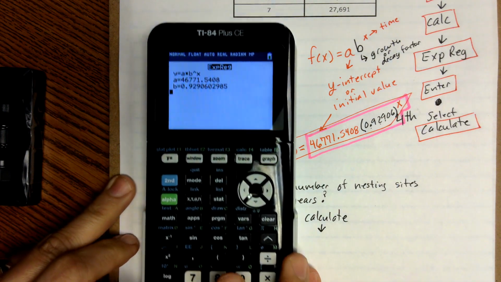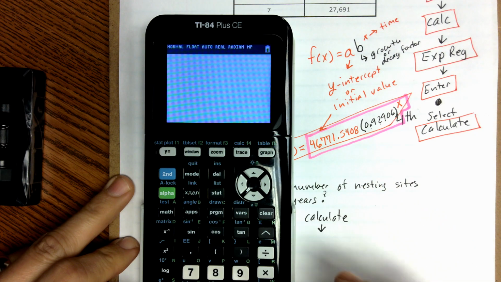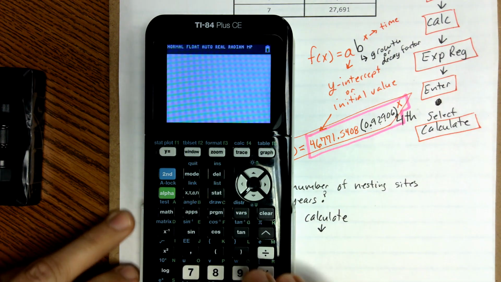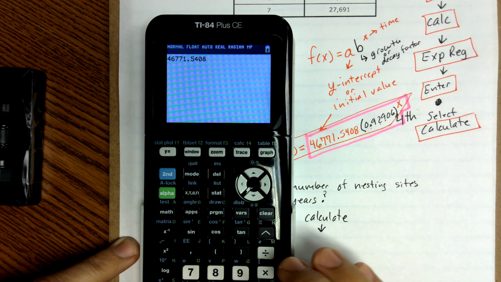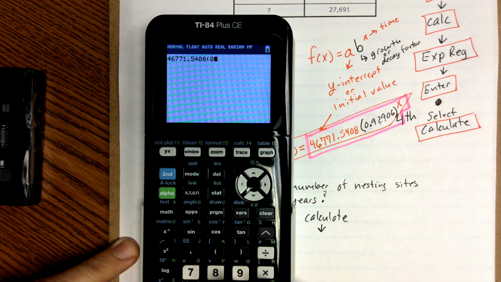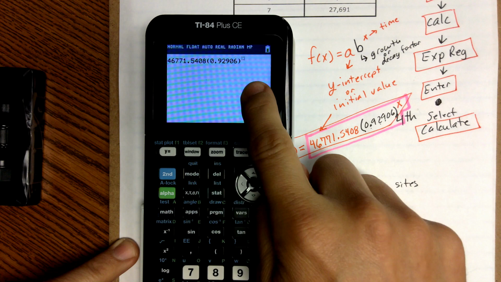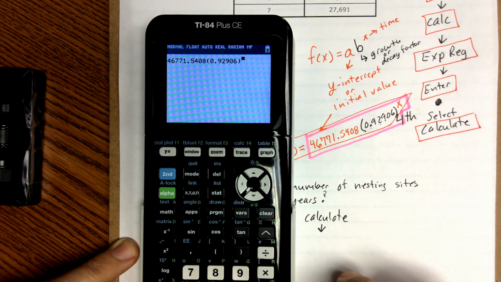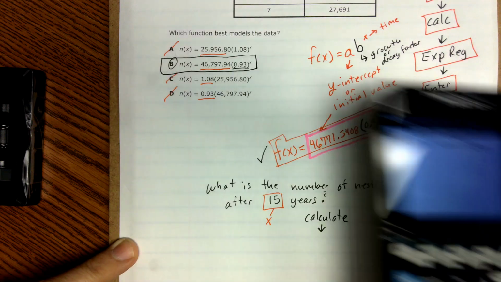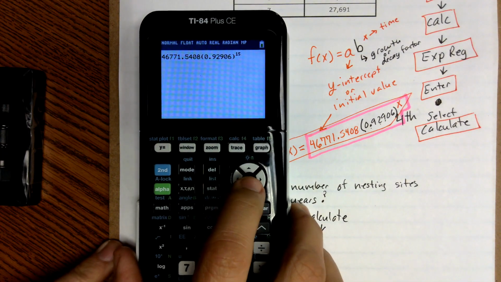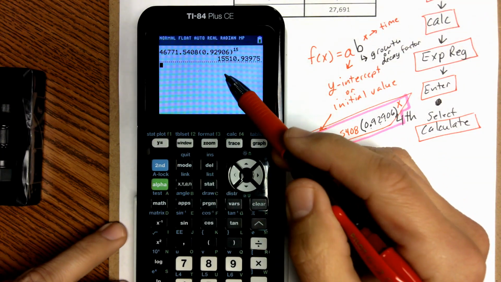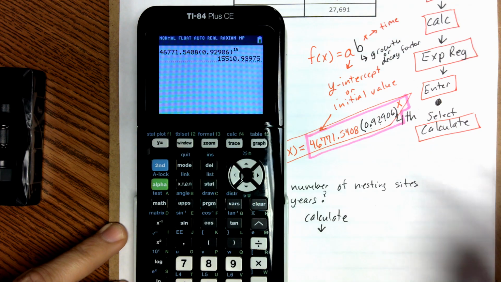So to calculate it, I'm simply going to pull this up. I'm going to get out of here, and I'm going to type in what's on the right side of my equal sign. So I have 46771.5408 parenthesis, and then I'm going to put my decay factor 0.92906 close parenthesis. I'm going to hit the caret key, the little up arrow, to put my power, but instead of an x, I'm going to put 15 years, right? Because our goal was to find what is the number of nesting sites after 15 years. So once I put that in there, I'm going to hit enter. And notice that it tells me that there's going to be 15,510 nesting sites.